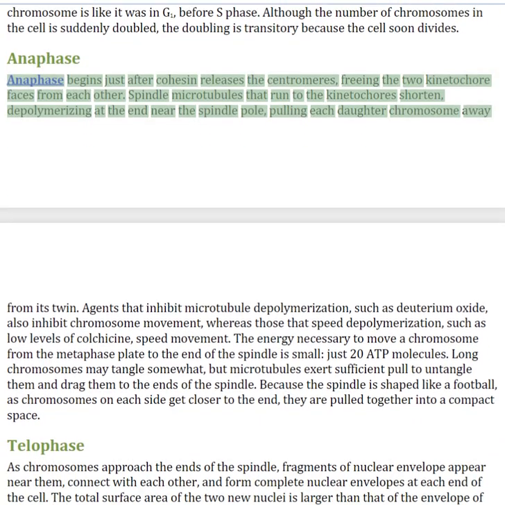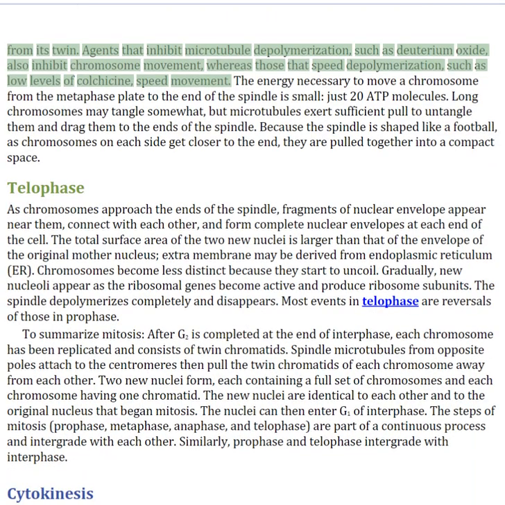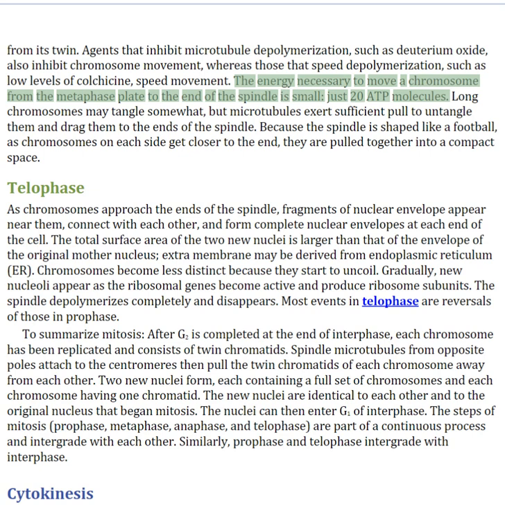Anaphase. Anaphase begins just after cohesin releases the centromeres, freeing the two kinetochore faces from each other. Spindle microtubules that run to the kinetochore shorten, depolymerizing at the end near the spindle pole, pulling each daughter chromosome away from its twin. Agents that inhibit microtubule depolymerization, such as deuterium oxide, also inhibit chromosome movement, whereas those that speed depolymerization, such as low levels of colchicine, speed movement. The energy necessary to move a chromosome from the metaphase plate to the end of the spindle is small, just 20 ATP molecules.